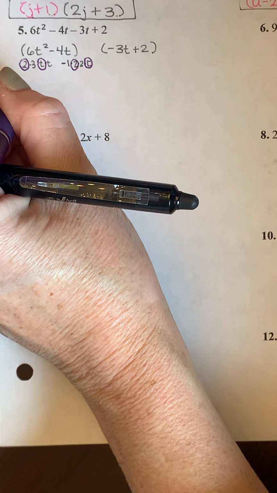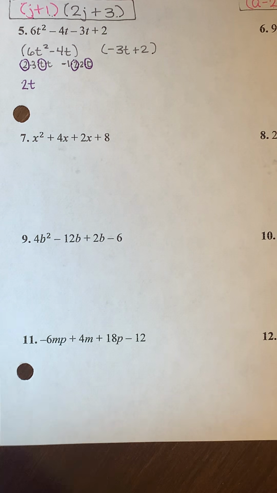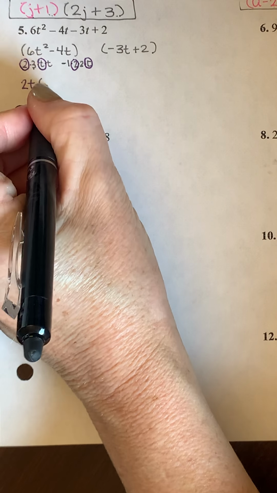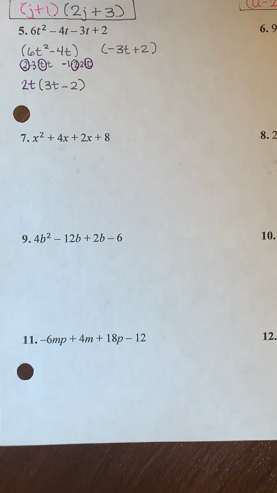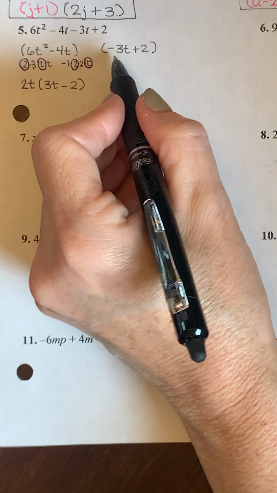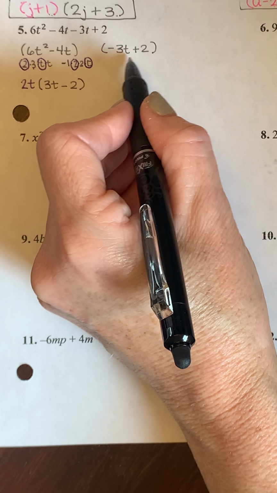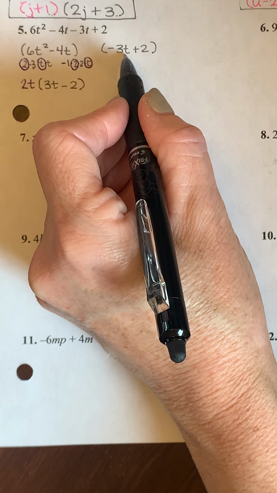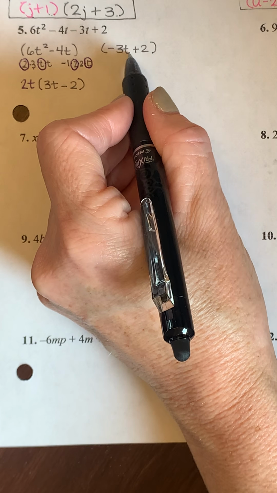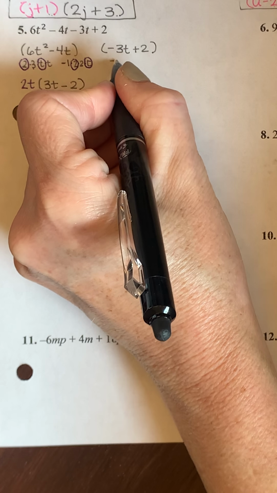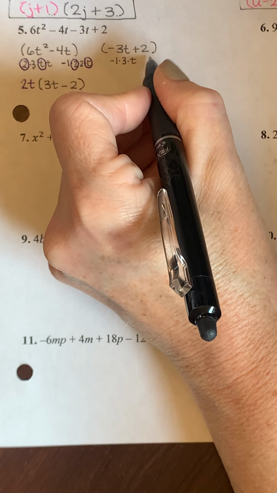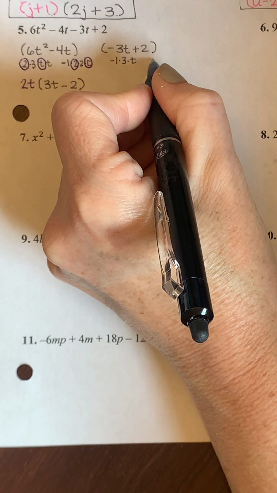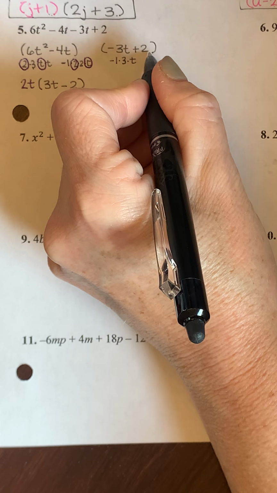Okay, that's it. So I'm going to factor out a 2t. In the first term, we're left with a 3t and a minus 2. Okay, now we're going to look at the second grouping. I can look at the negative 3t. If I write those prime factors, it'd be a negative 1 times 3 times t. And then for the 2, that's just a 2. You can't multiply anything together to get that.